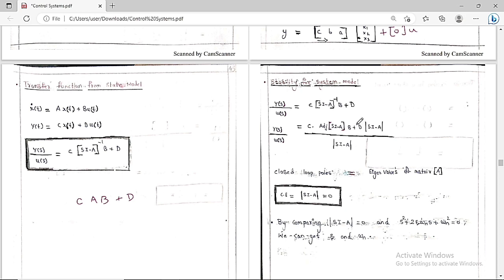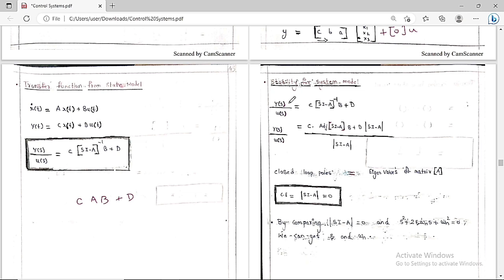Now the next concept is the stability from the system model. How to figure out the stability from the system model? Suppose they are given the system model equations, the state equation and the output equation. From this, how do we say whether the given system is stable or not? That we are going to discuss.